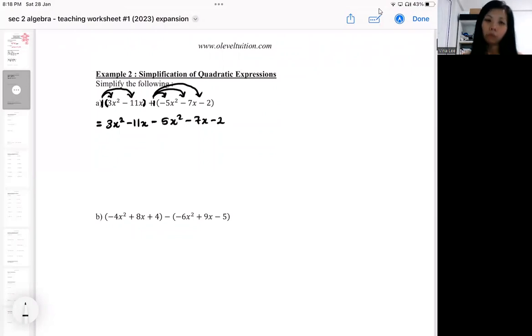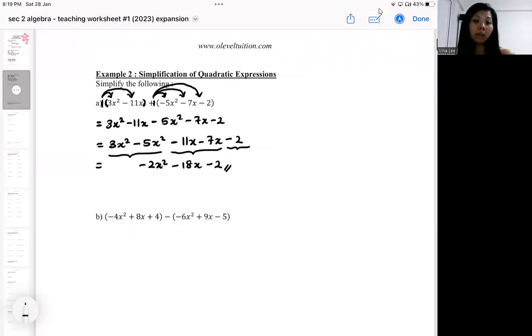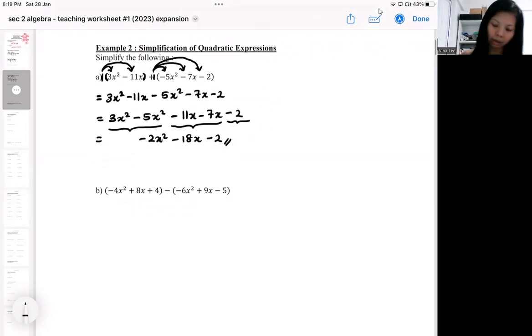So once you've got no more brackets, you group them according to the x squared. So same idea as example 1. I will do the square first, then I will do the x, and then the number. So this one is actually quite easy. The trick, of course, will come when you've got a negative.